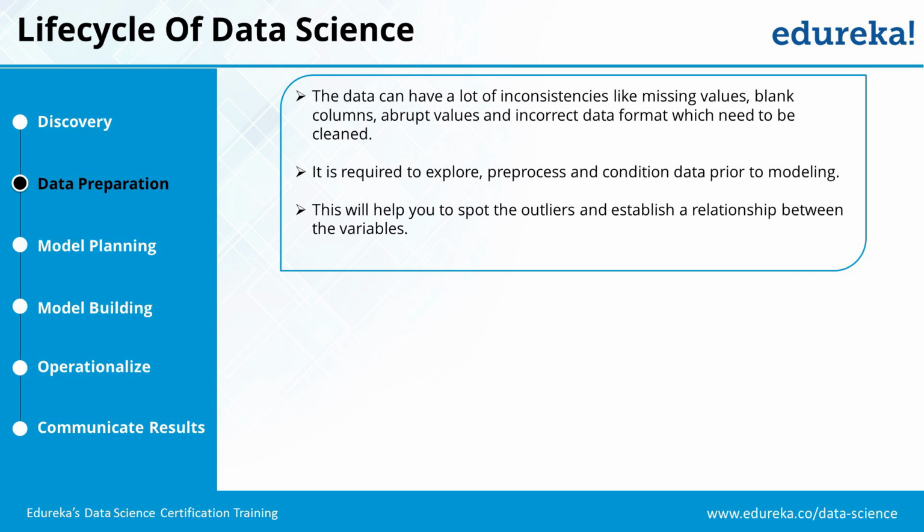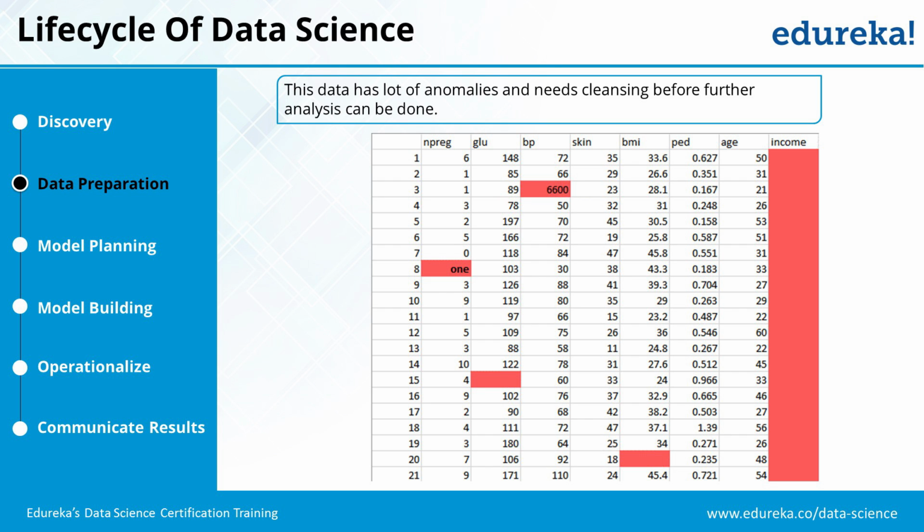Next, we have data preparation. Data can have a lot of inconsistencies like missing values, blank columns, abrupt values. So we need to actually look at these kinds of examples in our data set and remove them. We also find out if there are any outliers. This is an example of cleaning up from the use case that we have picked up. You can see in BP, for example, all the values are within the 70 to 72 range or 50 to 100 range. But there is one data item which is 6600, an abnormal data item.